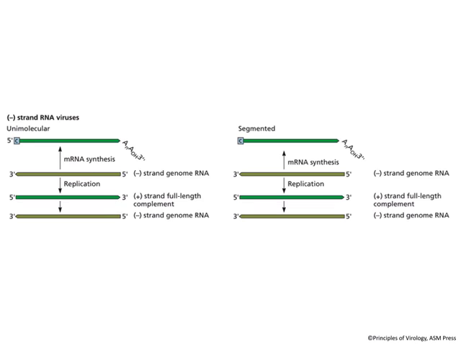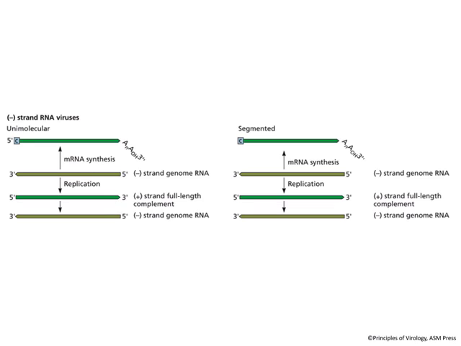Let's go to minus-strand viruses. We're going to look at two different kinds. We're going to look at minus-strand viruses that have one genome, one piece of RNA, and it's shown in the middle here, the olive color, or some that are segmented. So remember, the minus-strand viruses have either unimolecular or segmented RNA genomes, but the replication strategy is similar.